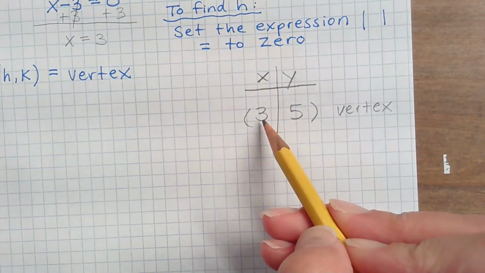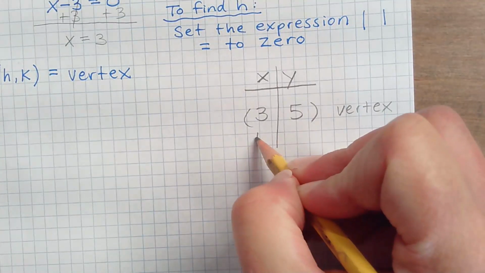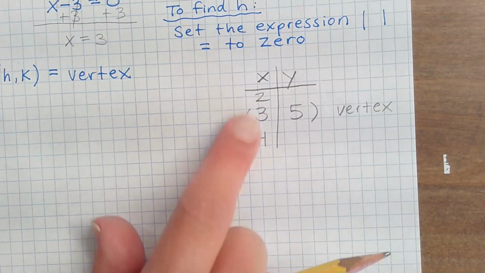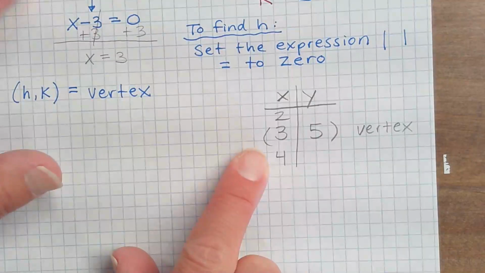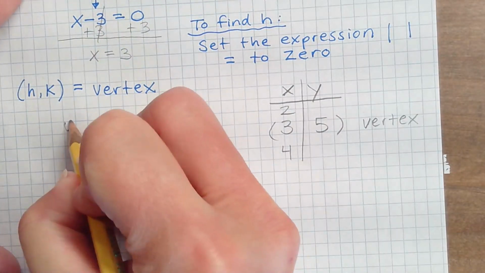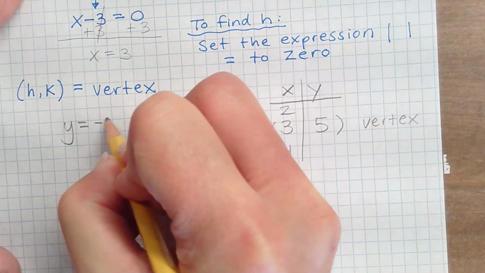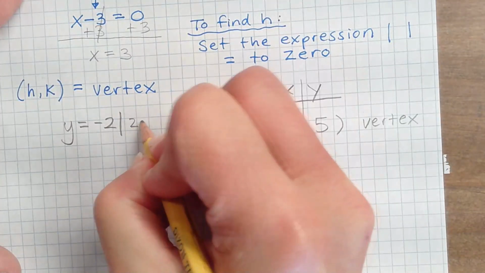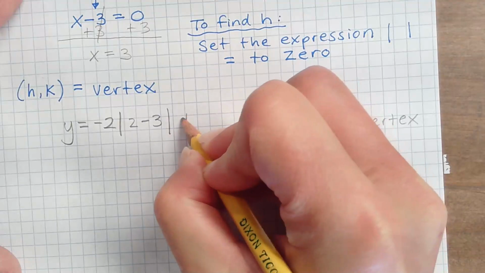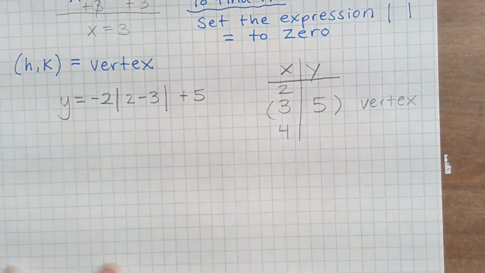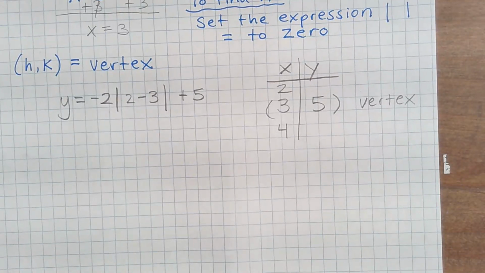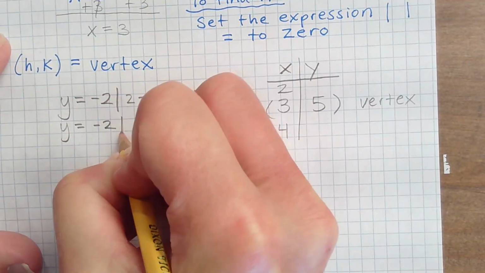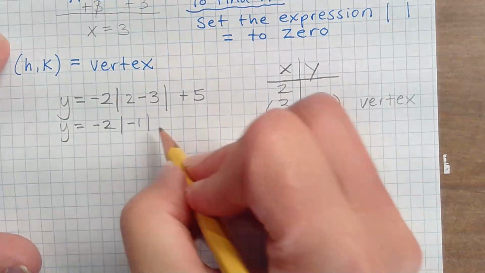Pick another point. Instead of 3, maybe I pick 4. Or I could go down and maybe I try 2. This is really just your choice at that point, but I would want to show a tiny bit of the algebra. So I'm going to go y equals -2, and then I'm going to plug in 2 minus 3 absolute value plus 5. So if I really simplify this step by step, here's how that would look. I would go -3 times the absolute value of -1 plus 5.